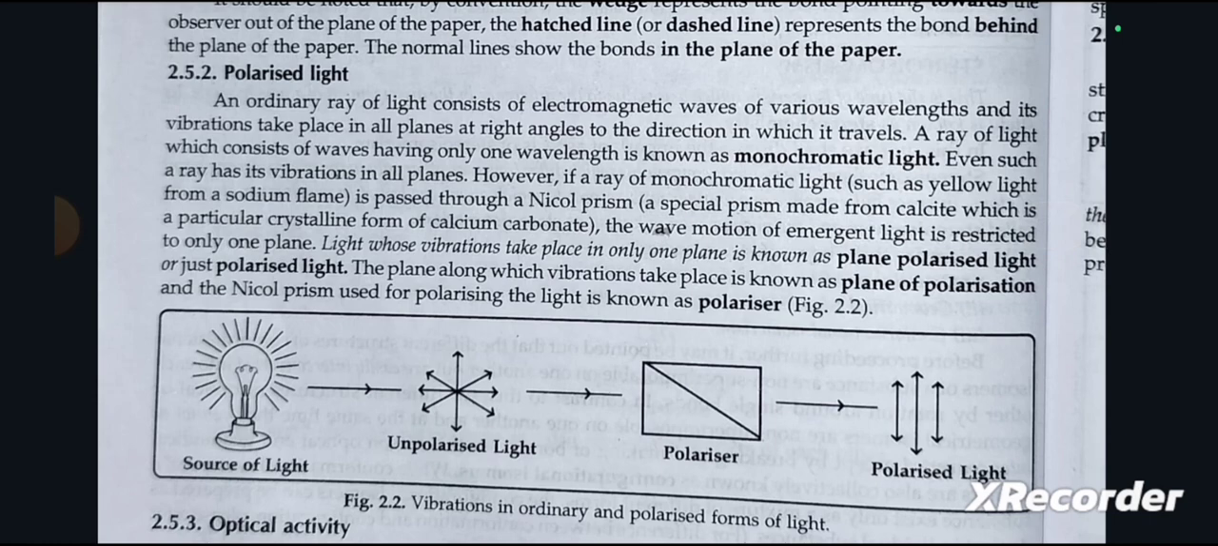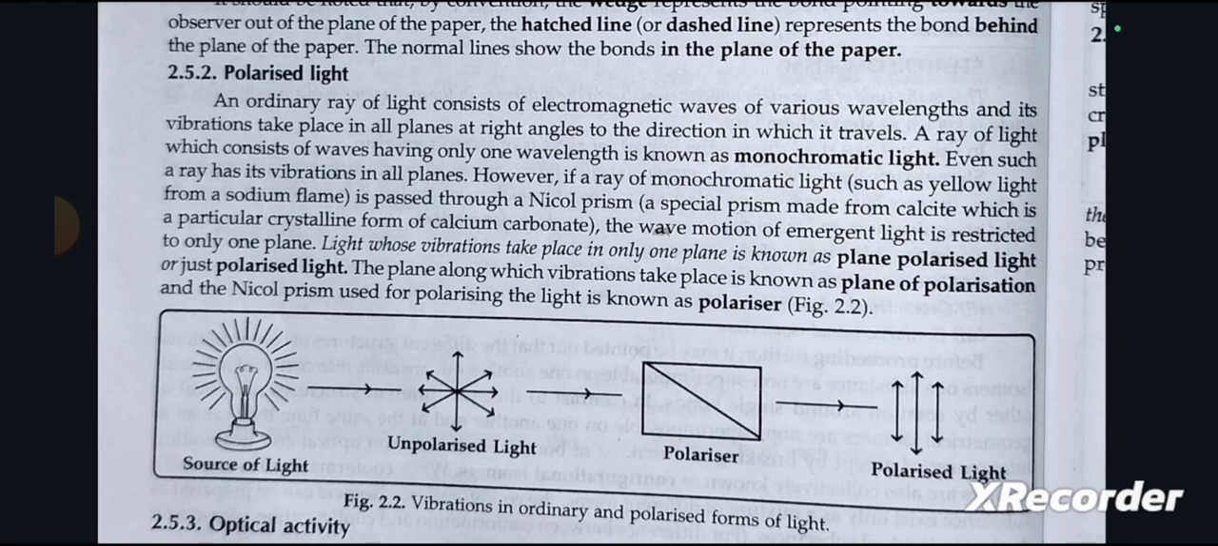2.5.2 Polarized light. An ordinary ray of light consists of electromagnetic waves of various wavelengths, and its vibrations take place in all planes at right angles to the direction in which it travels. A ray of light which consists of waves having only one wavelength is known as monochromatic light. Even such a ray has its vibrations in all planes.